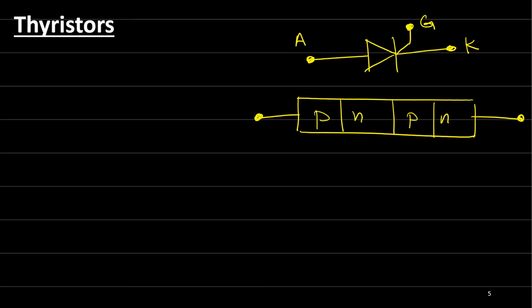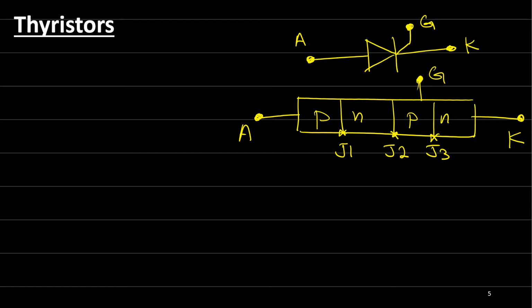Which means we have a PN junction here. Let's say this is junction 1. Here we have an NP junction, so let's say this is junction 2, and here we have junction 3. Okay, we connect a gate here on this P, the second P, and here we have the anode and the cathode.